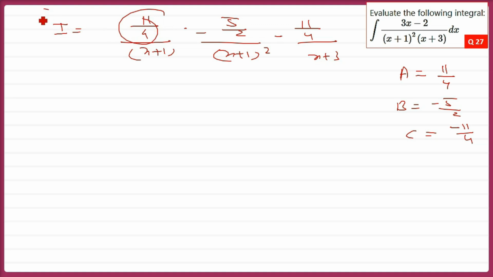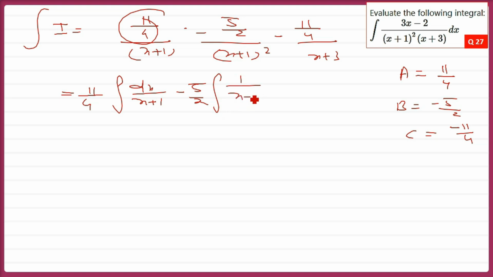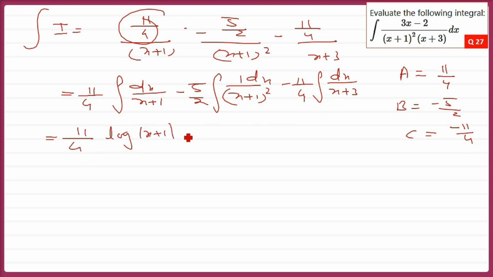Now I'll take these constants outside. If we are integrating, the constant can be taken out. We will integrate dx divided by x plus 1, then minus 5 by 2 times the integration of 1 by x plus 1 whole square dx, minus 11 by 4 times the integration of dx divided by x plus 3. So I'm writing the 11 by 4 first and third together; that means we'll take the second one later. So 11 by 4 log of x plus 1 minus 11 by 4 log of x plus 3. Don't combine them.